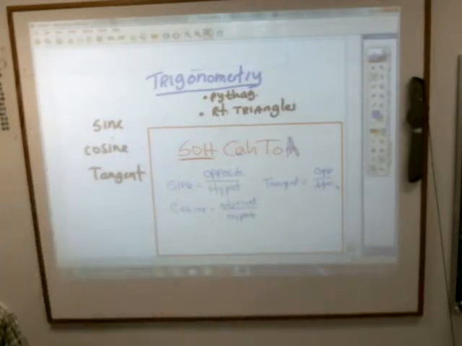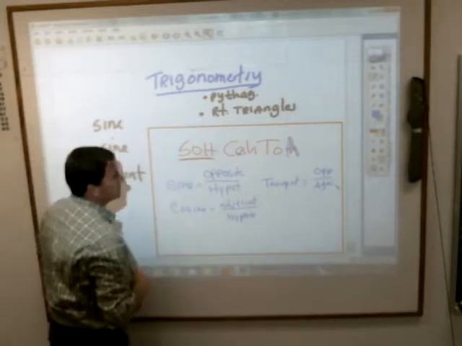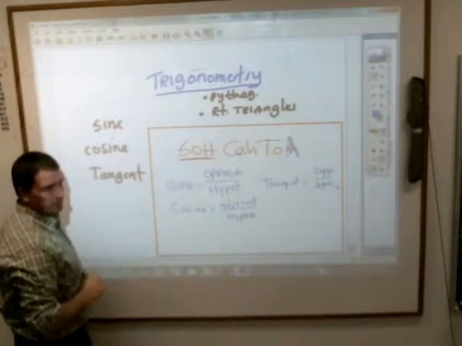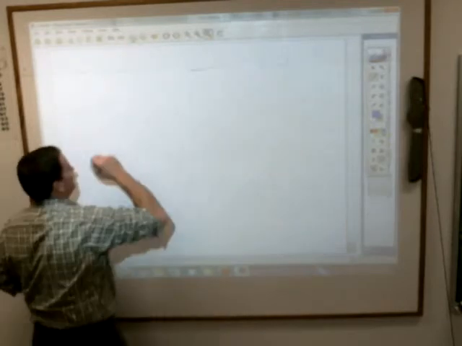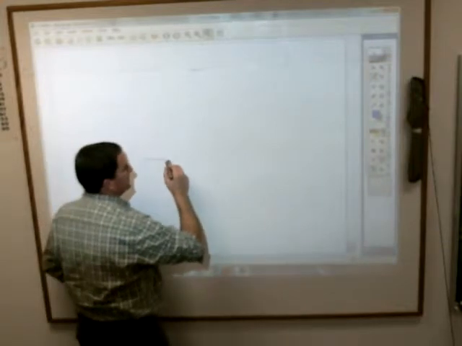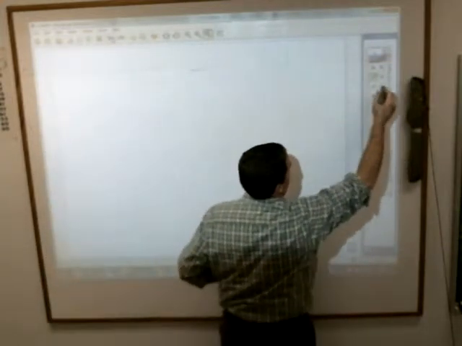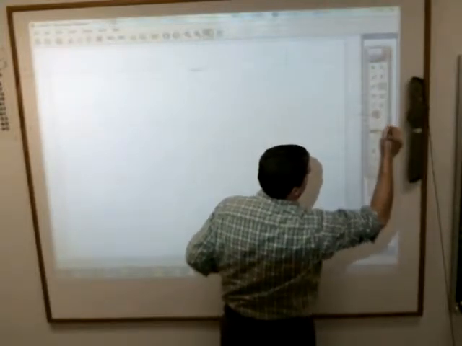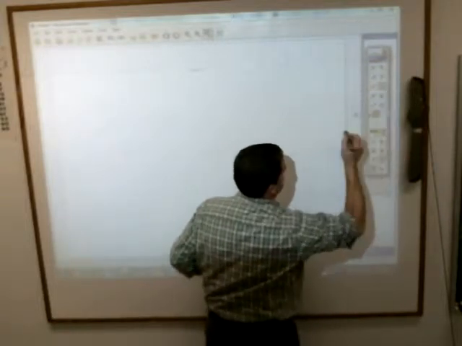Now let me try to explain to you where this comes from, and then we'll get into the nuts and bolts of all this. It's like having nuts without the bolts. What are these nuts for? Okay, here's a good way to think about it. We've talked about that 30-60 triangle.